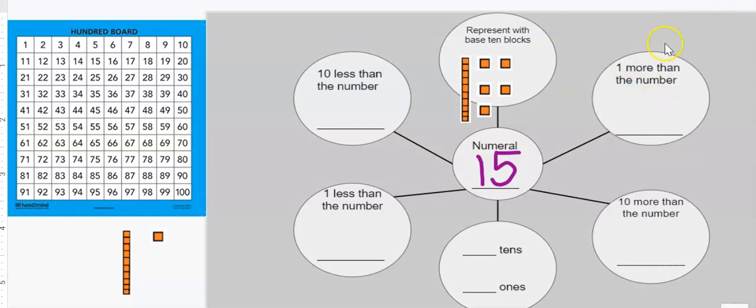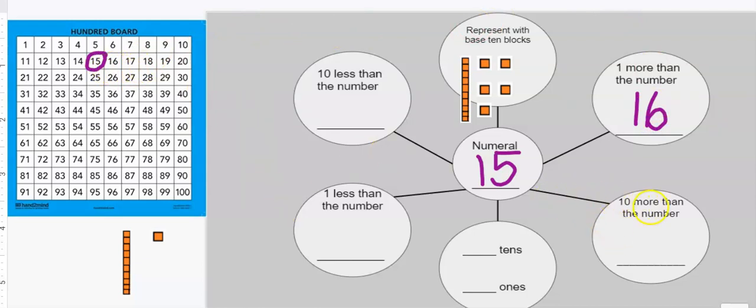And the next one right here says one more than the number. So we want one more than 15. So I'm going to go over here to my 100 board, and can you find the number 15? That is correct. Here is 15 right here. So what is one more than 15? That is correct. It is 16. Everyone see how that is the next number on our 100 board?